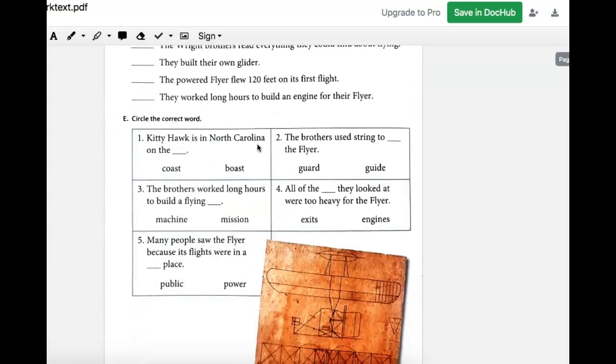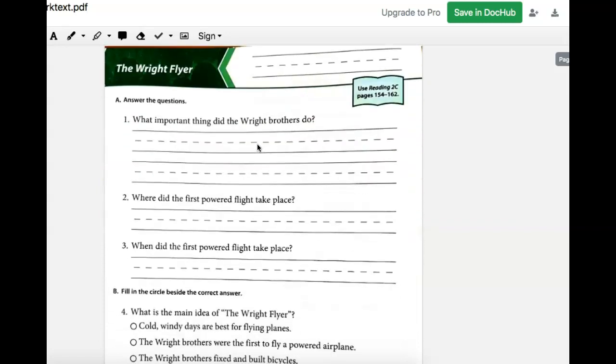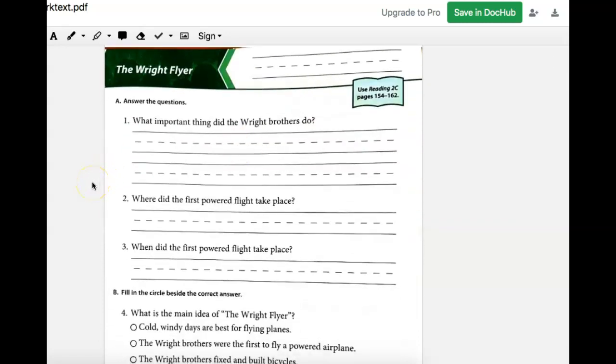The next 2 pages is going to be your open book quiz. So you're going to try this by yourself without asking your parents for any help.